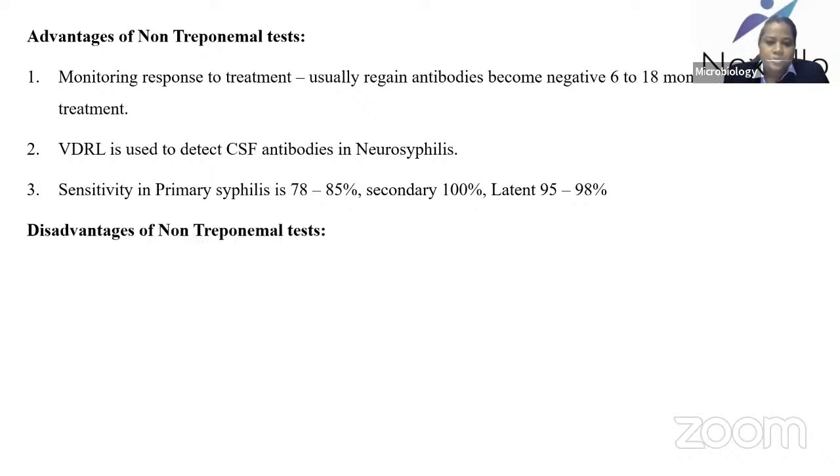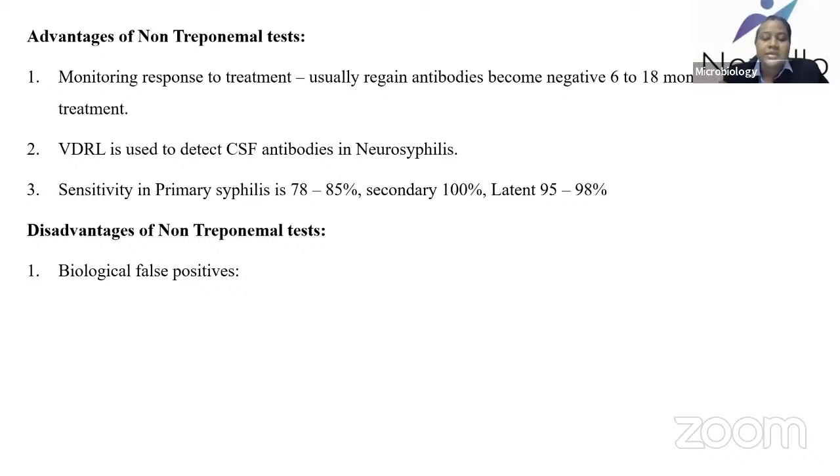What are the disadvantages of non-treponemal tests? I have already told you it is a non-specific test. So one of the major disadvantages of the non-treponemal test is that it gives biological false positive results. So what are biological false positive results? By a non-treponemal test, the test will come positive, but when you do a treponemal test, it is going to give a negative result.